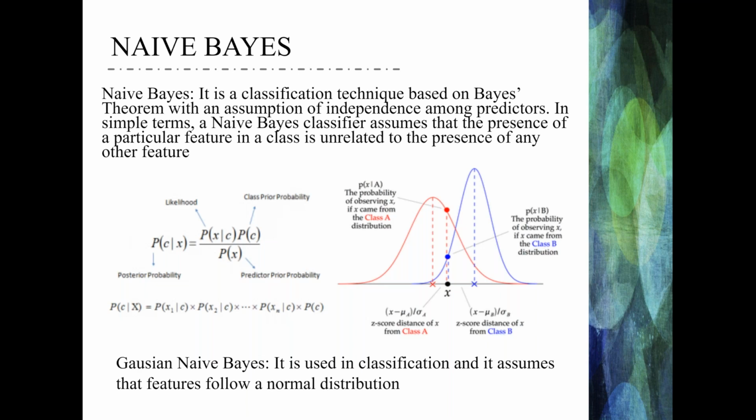Here in our code, we are using a Gaussian naive Bayes model, which would be much simpler for a large data set and also more accurate. The formula for the Bayes theorem is given here.